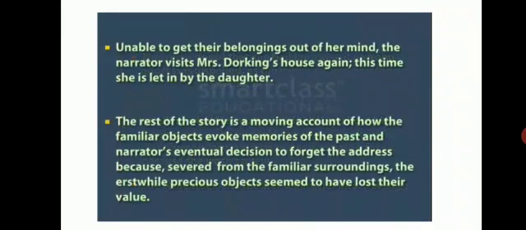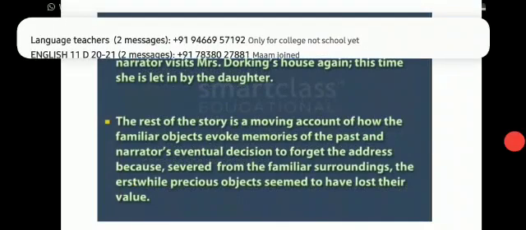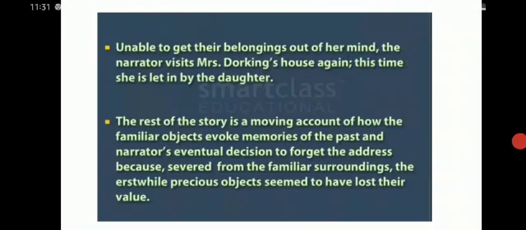Now, unable to get her belongings out of her mind, the narrator decides that she should go to Mrs. Dorling once again. She should go to her house once again. And this time, when she reaches her home, a 15-year-old girl who was the daughter of Mrs. Dorling, she was alone in the house and she opened the door for her. And this time, the narrator is let in by this daughter.